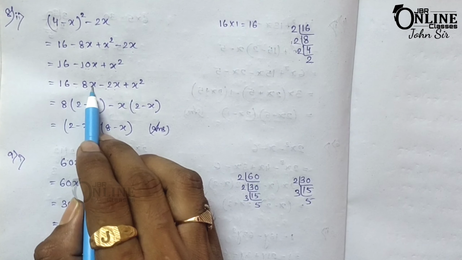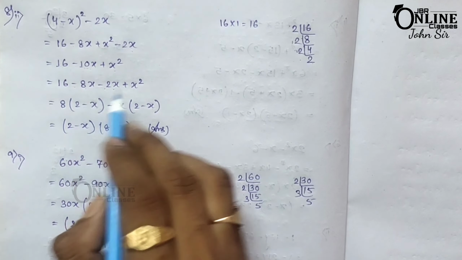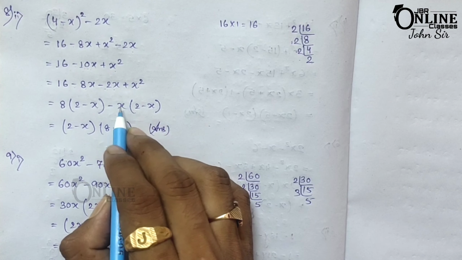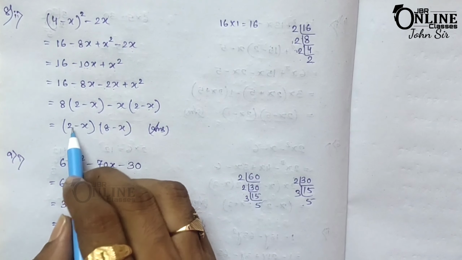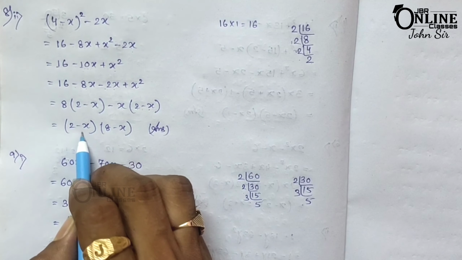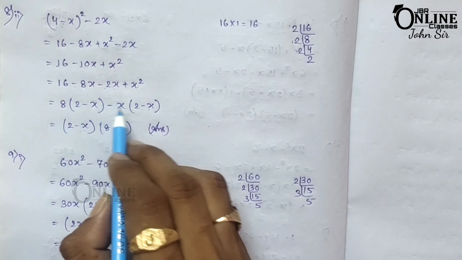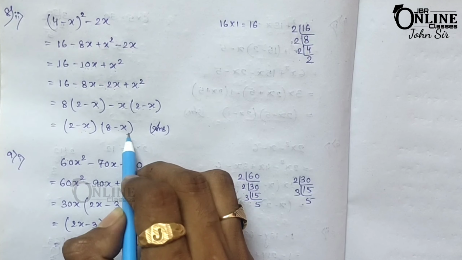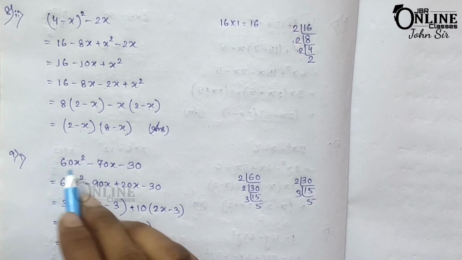Now from the first two terms, the common term is 8, so it becomes 2 minus x. From the next two terms, the common term is minus x, and it also becomes 2 minus x. So the final answer will be 2 minus x, written only one time, and then the remaining terms, that means 8 and minus x. So 8 minus x.